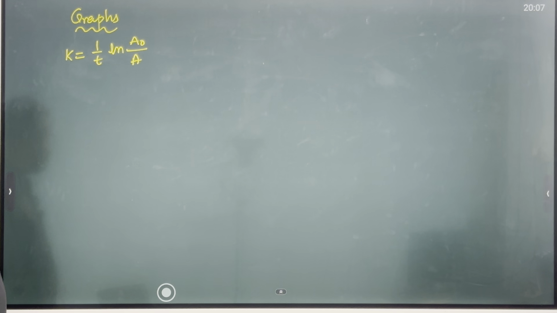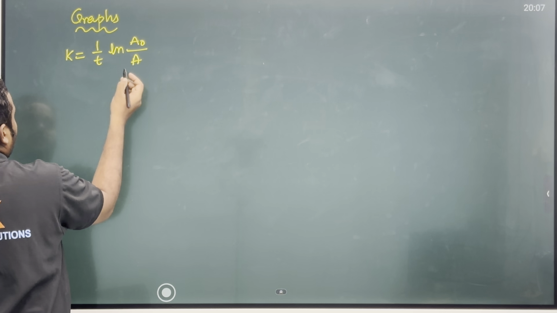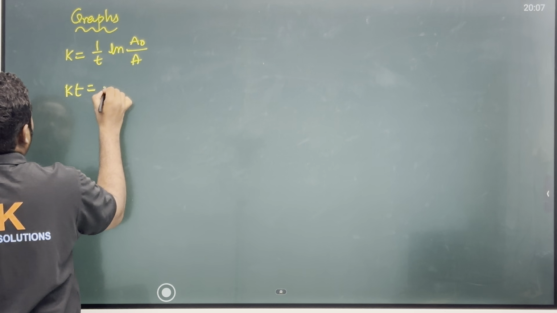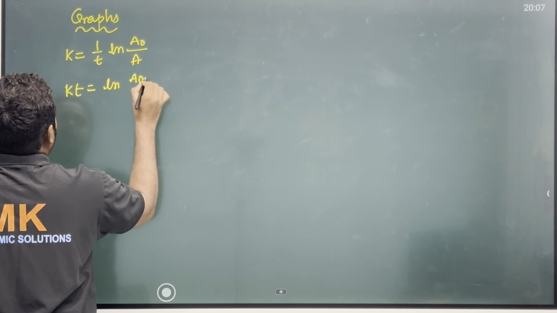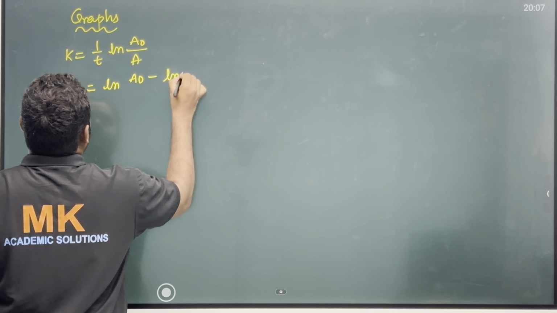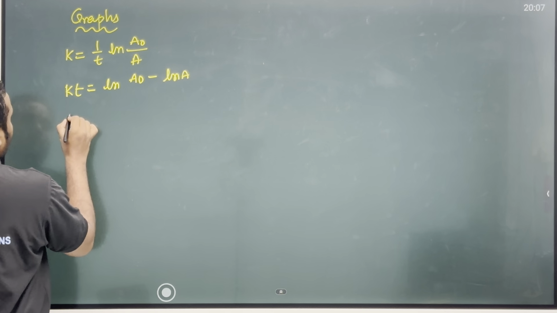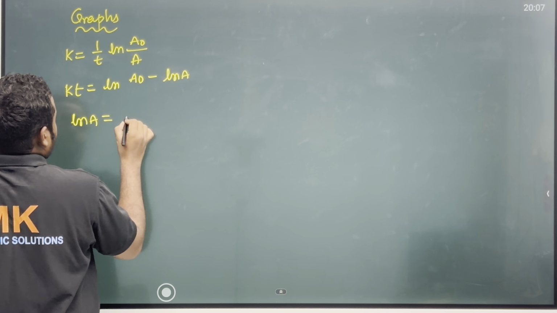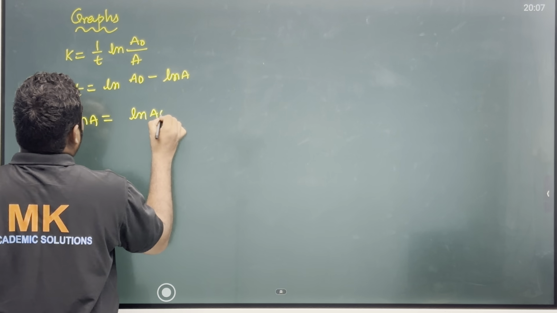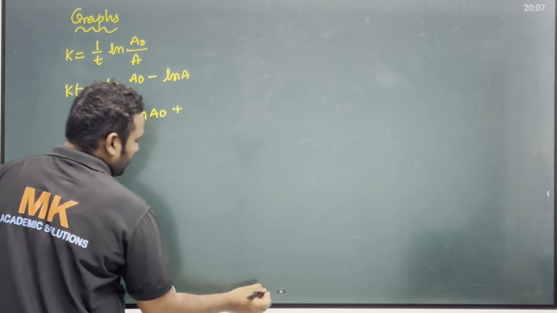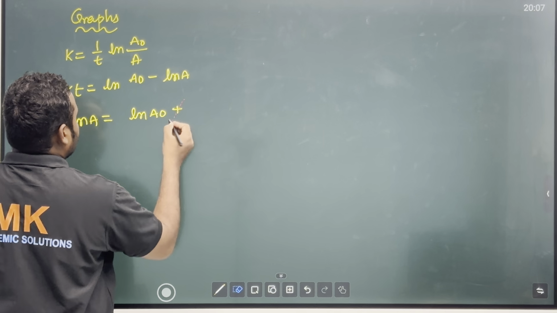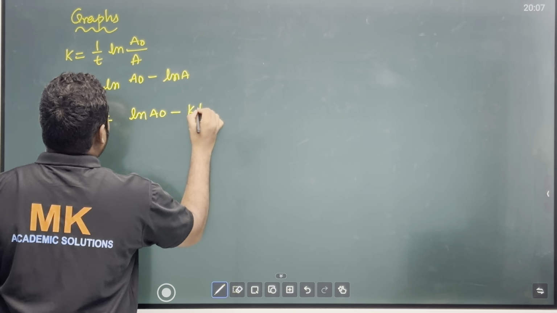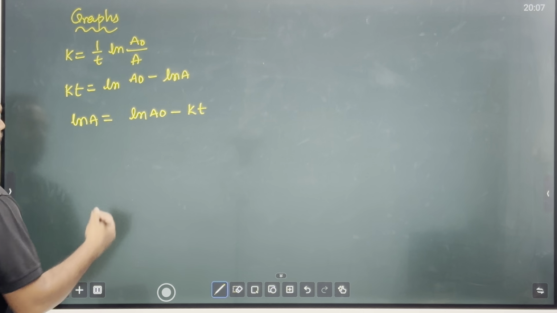This is the first equation what we got here. Now this equation I am going to change as kt is equal to ln A naught minus ln A. So ln A is equal to ln A naught minus kt, like that you will get.